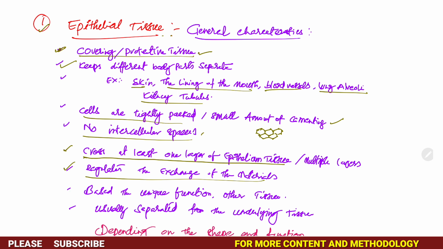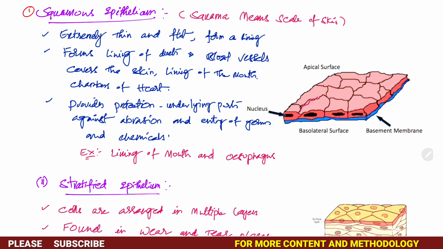Based on the unique functions of these tissues, they can be further classified into many types, as we already discussed. Squamous epithelium, what does it mean? Squama means the scales of a skin. These are flat-like cells that make up the squamous epithelium. The cells in this epithelium are extremely thin and flat, as you can see here, and arranged edge to edge, forming a delicate lining and covering.